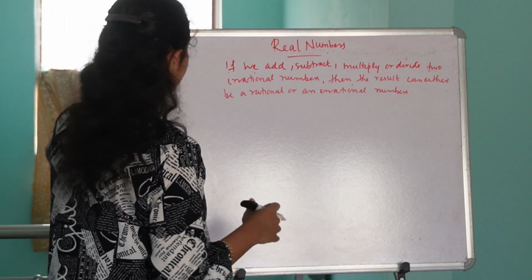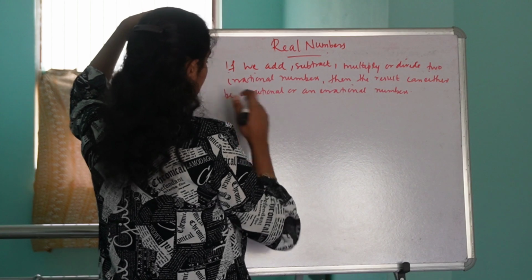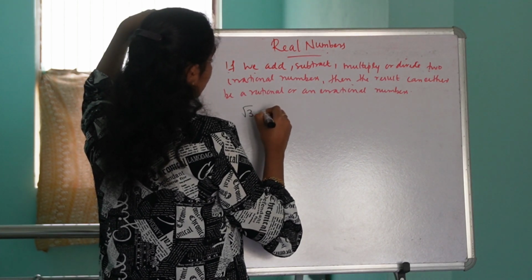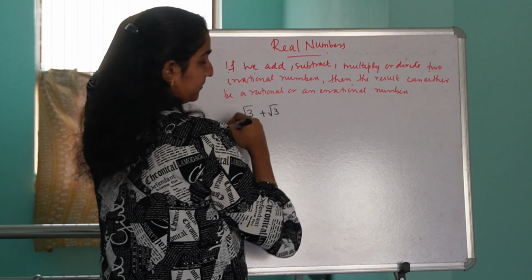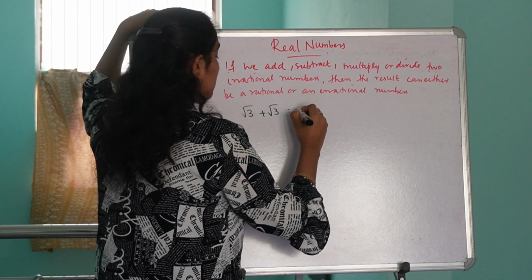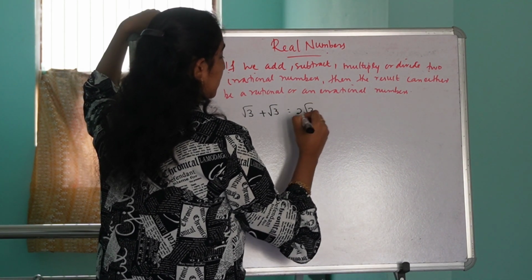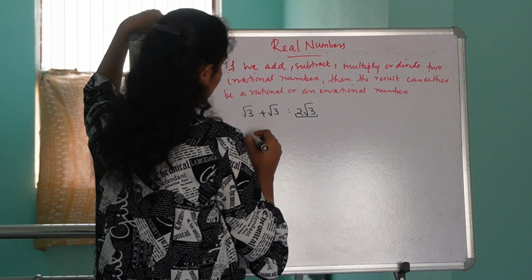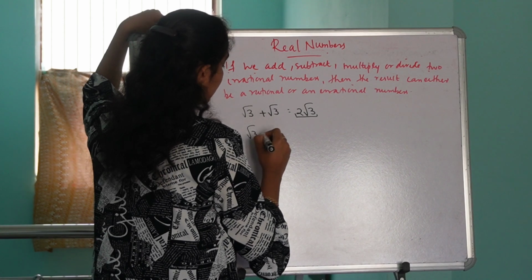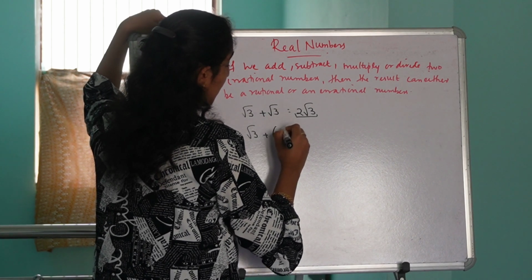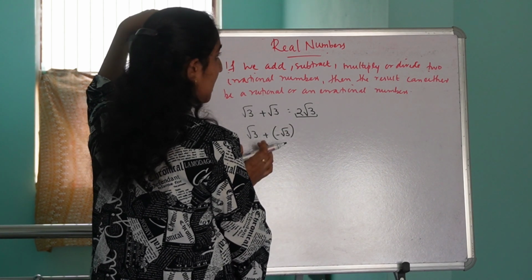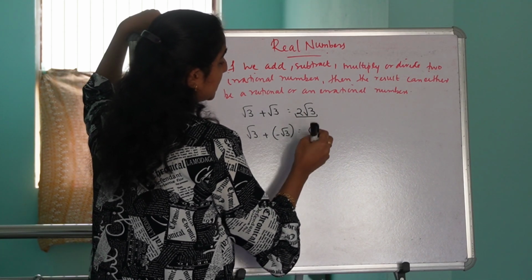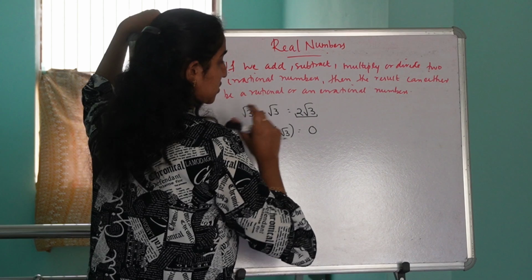Yes. So let's see. First, for addition. Suppose we are adding root 3 and root 3. Okay. So the result obtained is 2 root 3, where 2 root 3 is an irrational number. Okay. Again, suppose we are adding root 3 and minus root 3. The result obtained is 0, where 0 is a rational number.